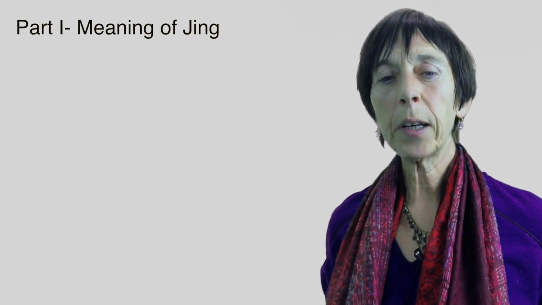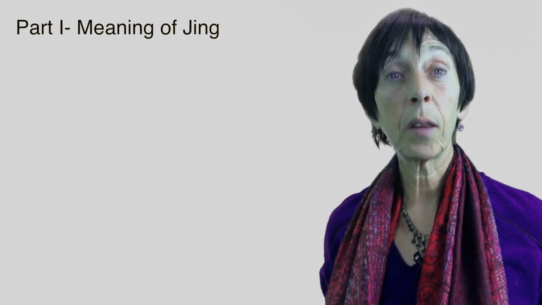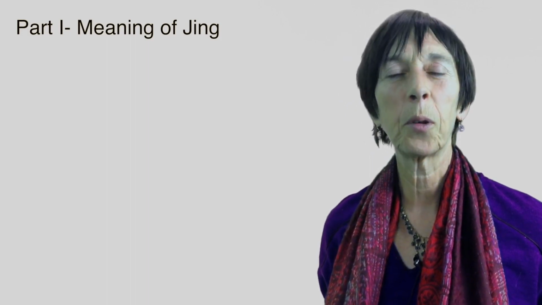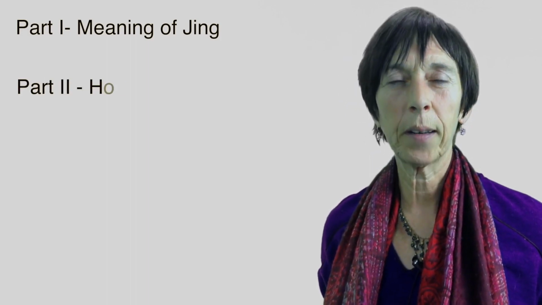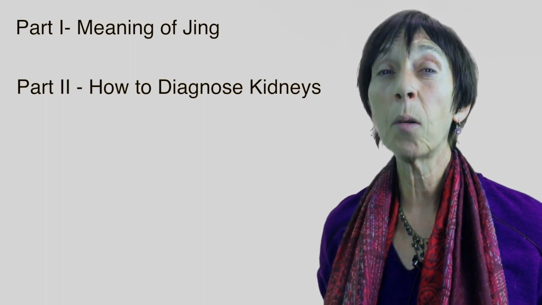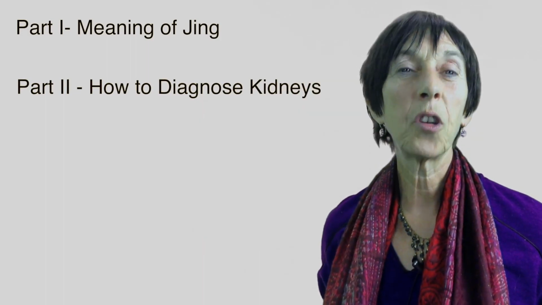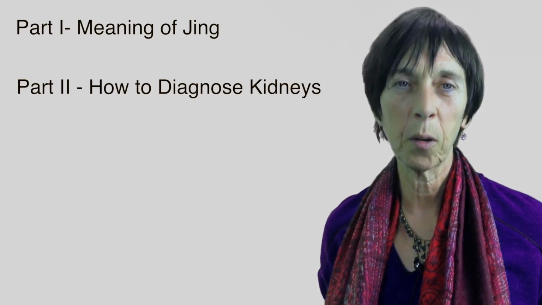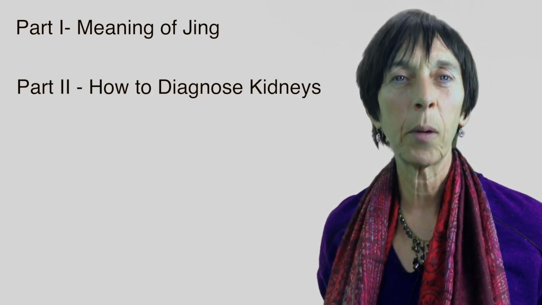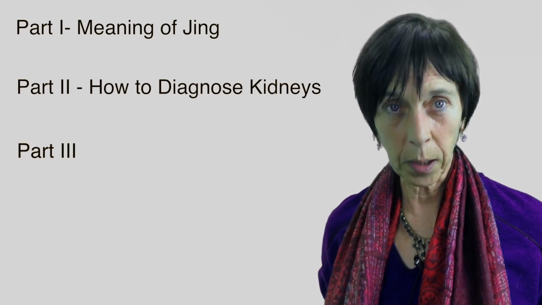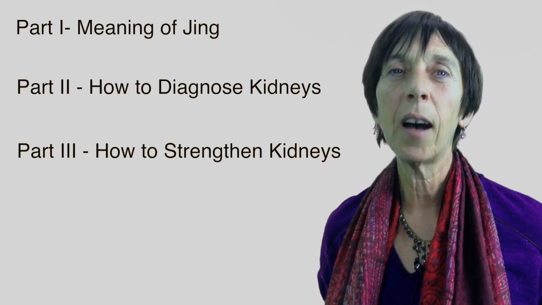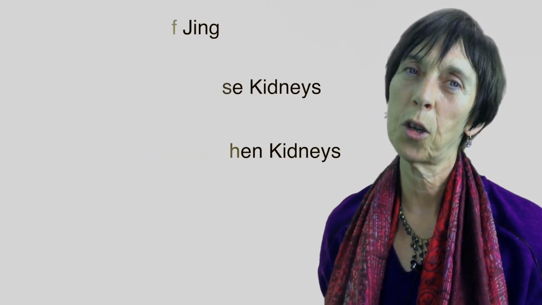So in the first part, we looked at what Jing meant, because we need to understand what we are talking about if we want to continue. In the second part, now we're going to look at how to diagnose our Jing, our kidney energy, and the tools we have to diagnose ourselves and evaluate our Jing. In the third part, we looked at the practical ways we can strengthen our energies and make our Jing stronger.